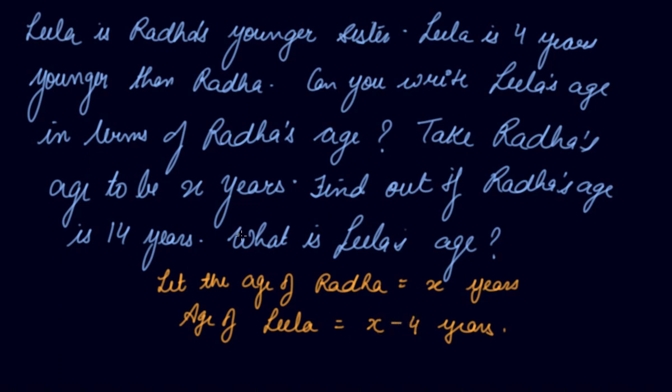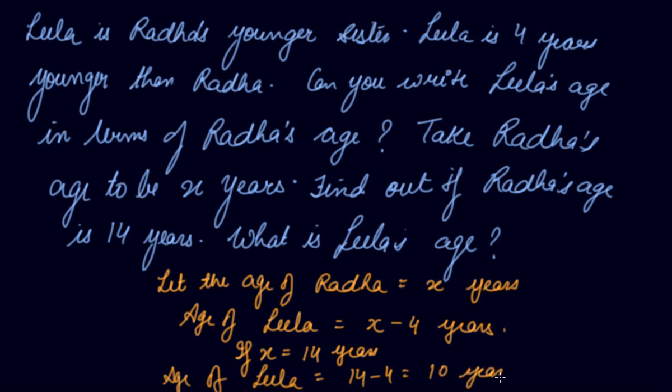Find out, if Radha's age is 14 years, what is Leela's age. Now if X we have taken as 14 years, meaning Radha's age is 14 years, the age of Leela is X, which is 14 minus 4, which is 10 years. So this is the main rule of variables: anything you need to find out, you have to take it as X or any other alphabet and then apply the operations to it.